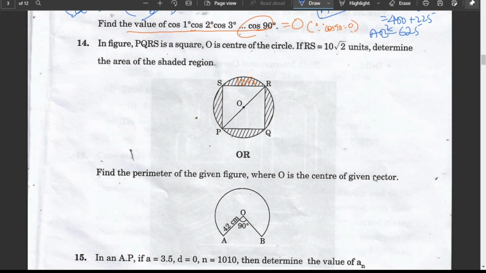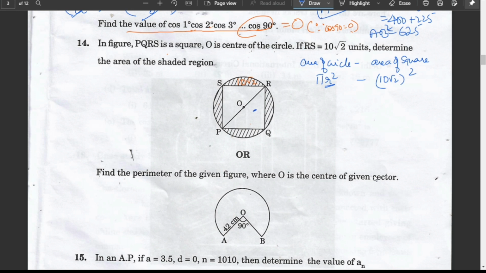To find the area of the shaded region, it is very clear that it is the area of the circle minus the area of the square. For the square we know the dimension, side into side, 10 root 2 whole square. Circle area is pi r square. Where is r? R is not given, so we will have to find out r.